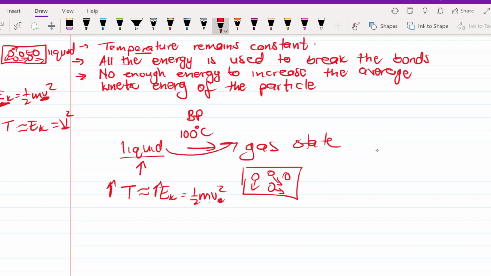So that means that at the gas state, the average kinetic energy is very high, and the velocity of the molecules is also very high. The bonds have been broken completely because we increased the temperature. By increasing temperature, you're increasing the average kinetic energy, you're also increasing the velocity of the molecules. So that's what is happening at the gas state, in case they ask that question in the future.